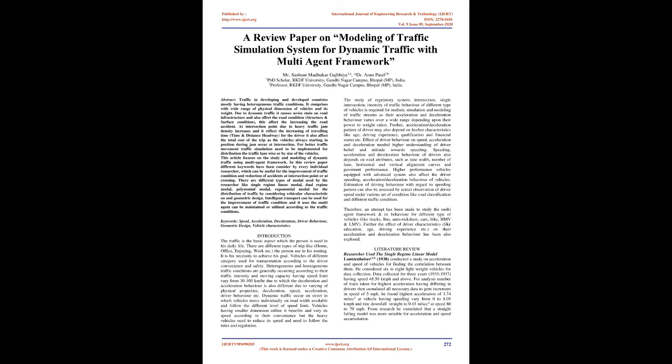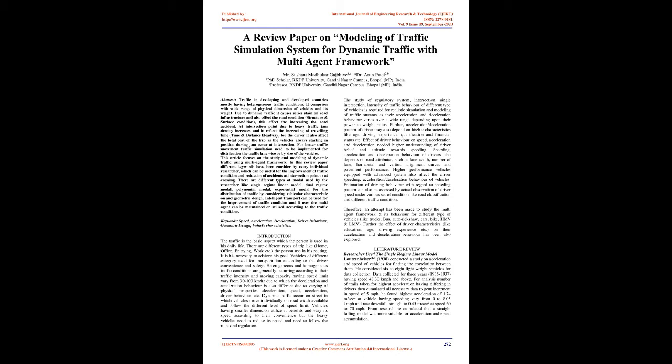There are different types of models used by researchers, like single regime linear model, dual regime model, polynomial model, and exponential model, for the distribution of traffic by considering vehicular characteristics and geometric design. Intelligent transport can be used for the improvement of traffic condition, and the multi-agent system can be maintained or utilized according to the traffic conditions. Keywords: speed, acceleration, deceleration, driver behavior, geometric design, vehicle characteristics.